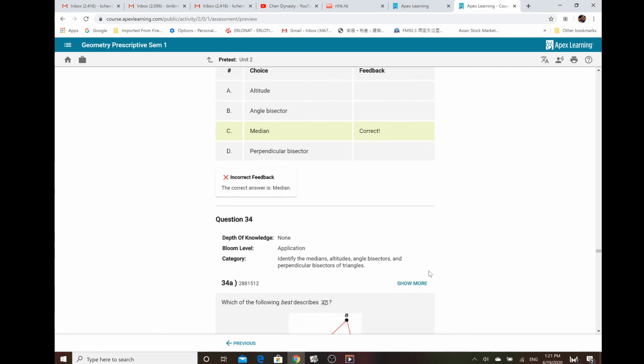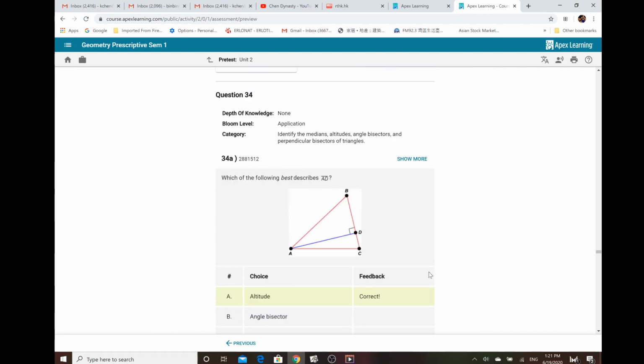Here's another one for median. Altitude means a line segment which is perpendicular from the vertex to the bottom base of the triangle, so it's called the altitude.